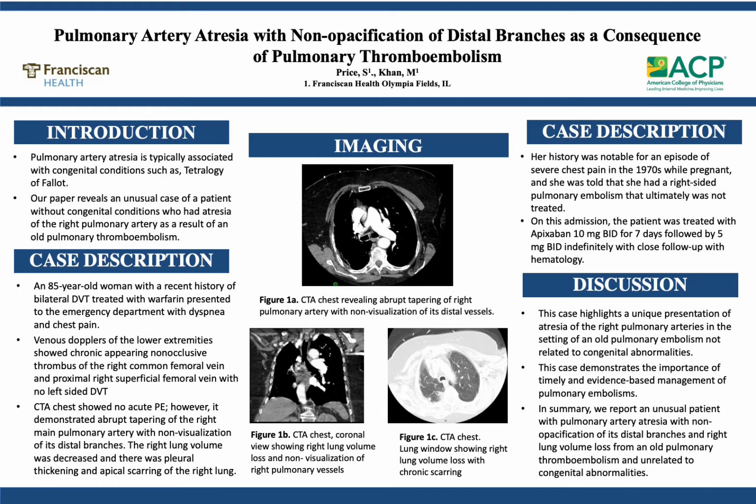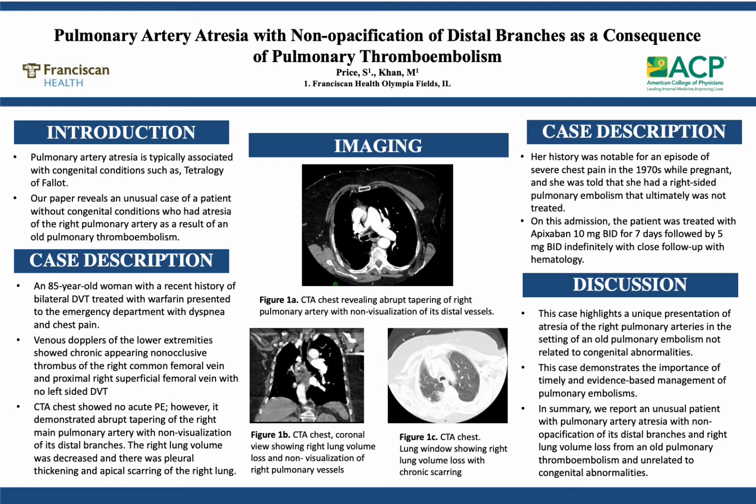In the emergency department, venous Dopplers of the lower extremities showed chronic appearing non-occlusive thrombus of the right common femoral vein and proximal right superficial femoral vein, and there was no left-sided DVT. CT angiogram of the chest did not show any acute PE. However, it did show abrupt tapering of the right main pulmonary artery, and there was no visualization of its distal branches. Additionally, the volume of the right lung was decreased, and there was pleural thickening and apical scarring of the right lung.